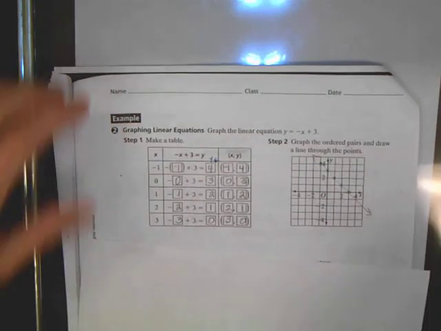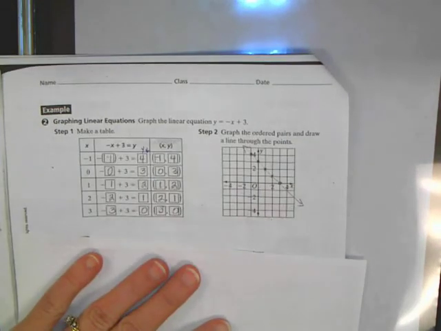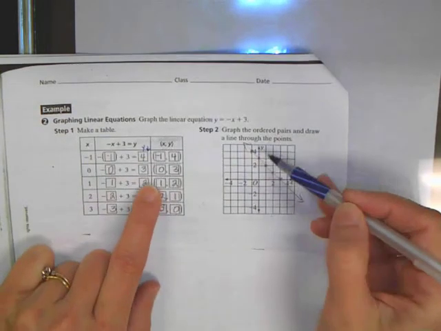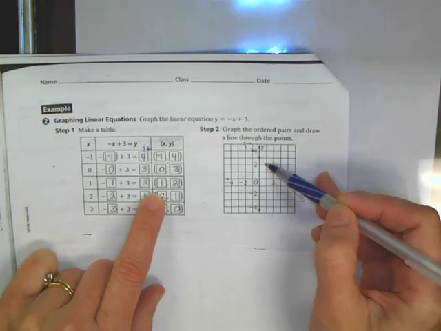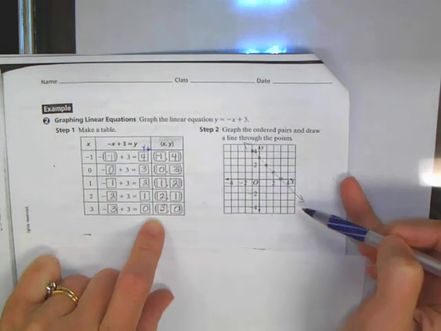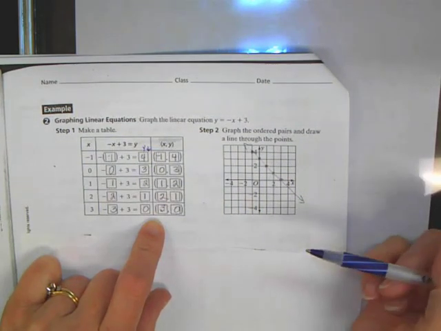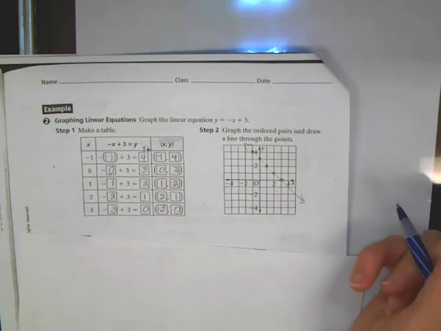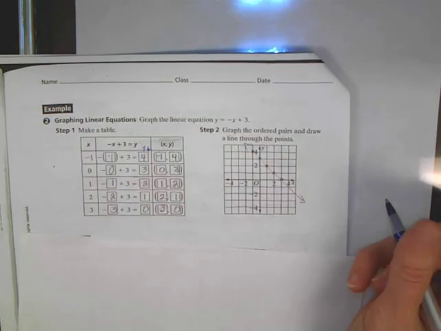Now what I do is take these ordered pairs and plot them on my coordinate plane. So negative 1, 4; 0, 3; 1, 2; 2, 1; and 3, 0. They can be connected with a line. I drew this freehand because at the time I didn't have a straight edge handy. Generally though, you're going to want to use a straight edge of some sort so that we get a nice crisp line. I fudged a little on that one.